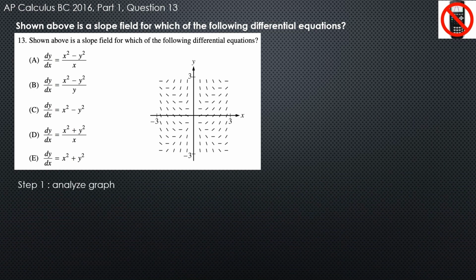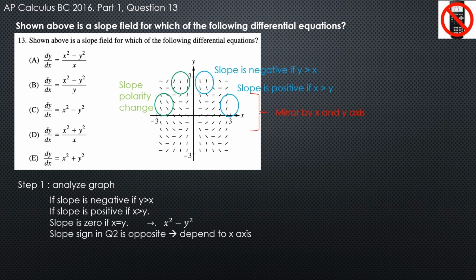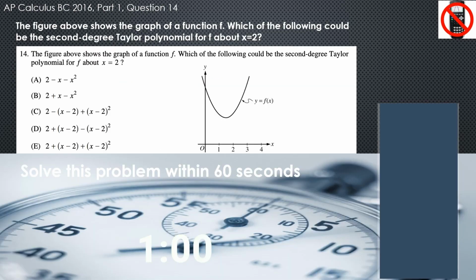Solve this problem within 60 seconds. Step 1. Analyze the graph. Mirroring by the x and y axes. Negative slope if y is greater than x. Positive slope if x is greater than y. Zero slope if x equals y. And the slope sign in the second quadrant is opposite to the first quadrant. (x squared minus y squared) over x meets all observations. The answer is A. Solve this problem within 60 seconds.